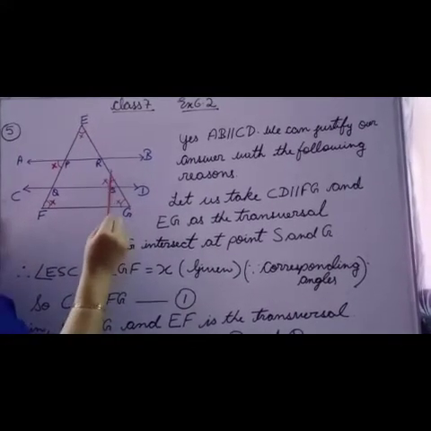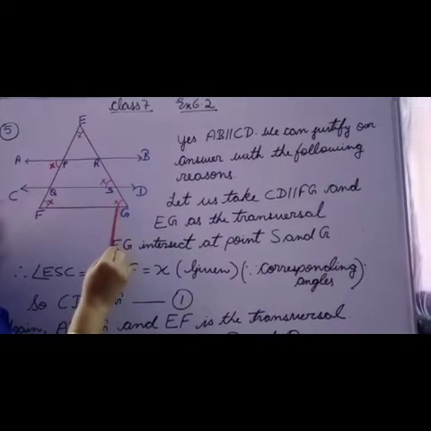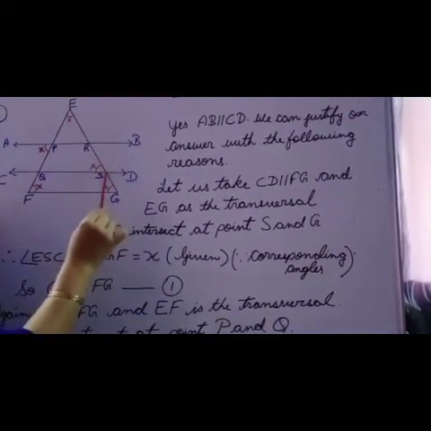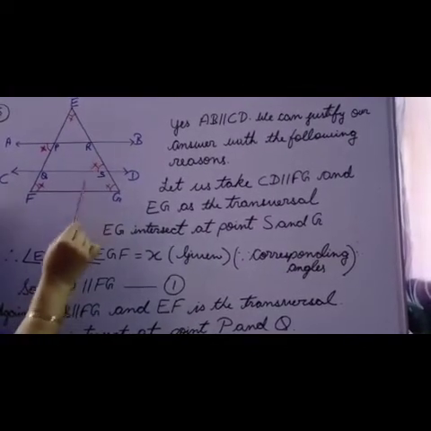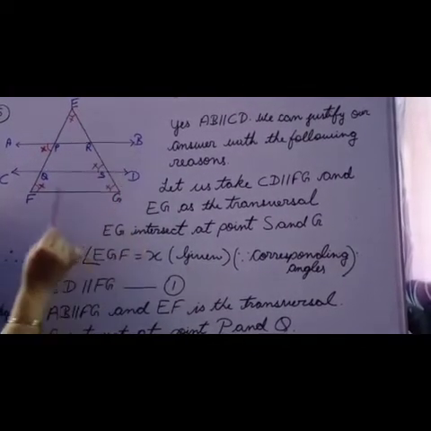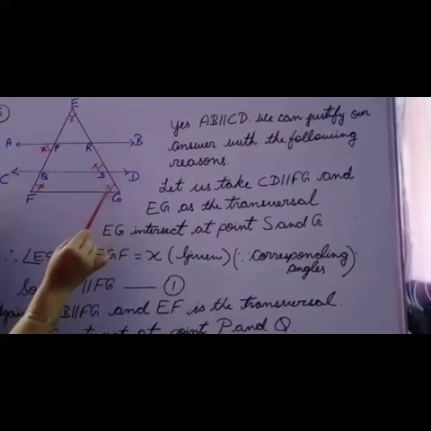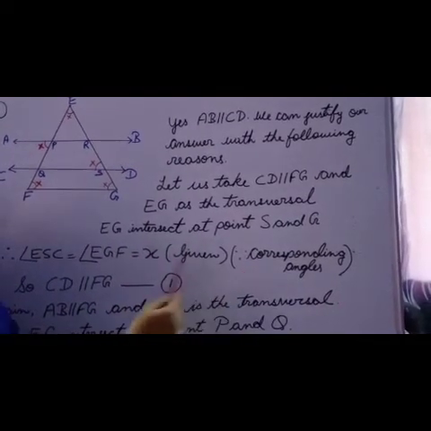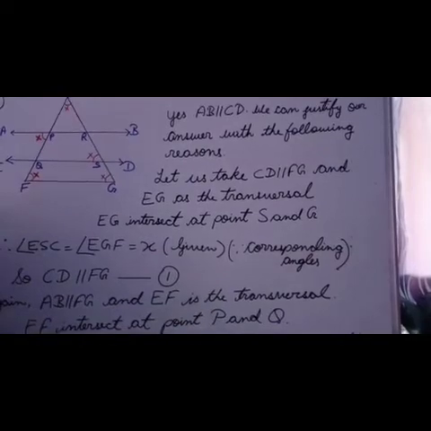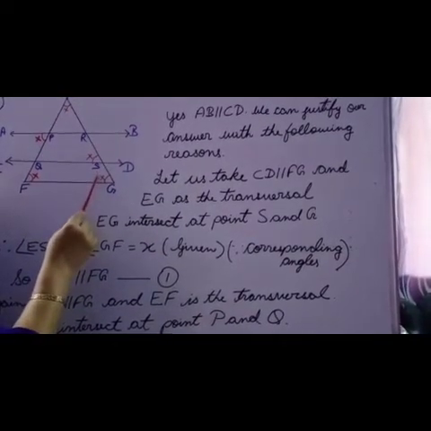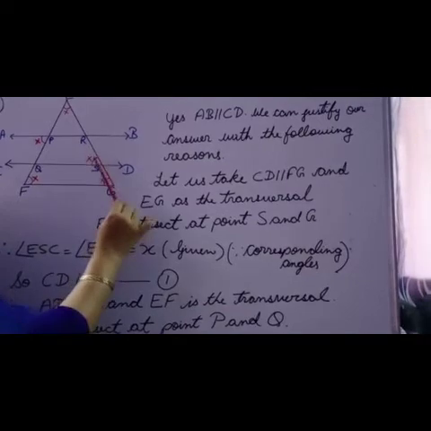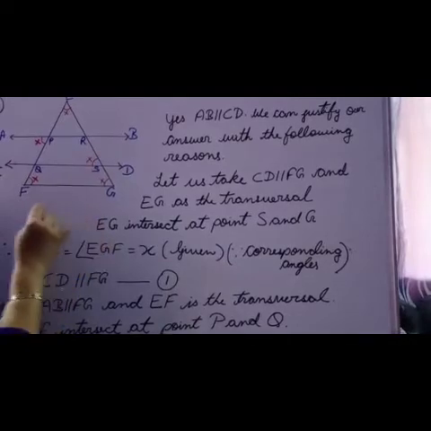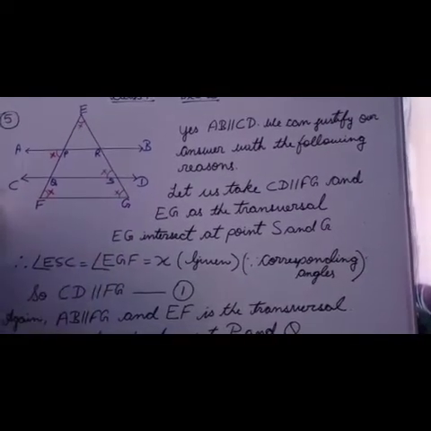So what do I see here? This angle is equal to this angle, already given, angle ESC. This angle is equal to angle EGF, this angle. So one interior, one exterior. So this is already given as X and these are Y, these are equal because they are corresponding angles. One in the interior, one exterior, and they lie on the same side of the transversal. So with this property, we can say that CD is parallel to FG.